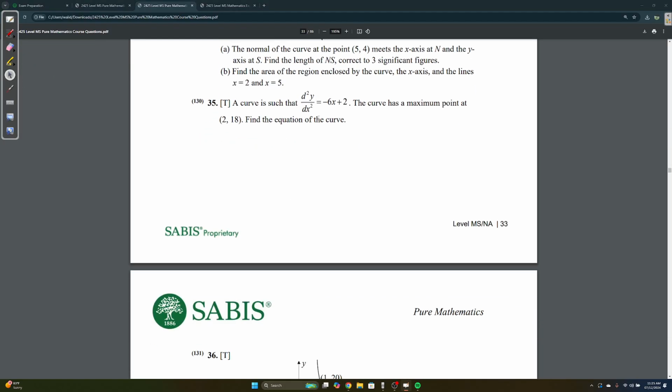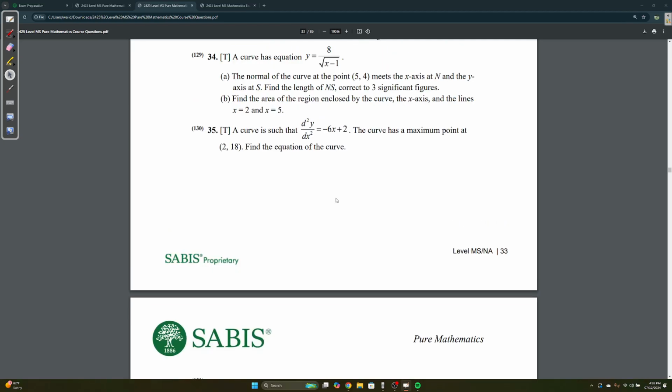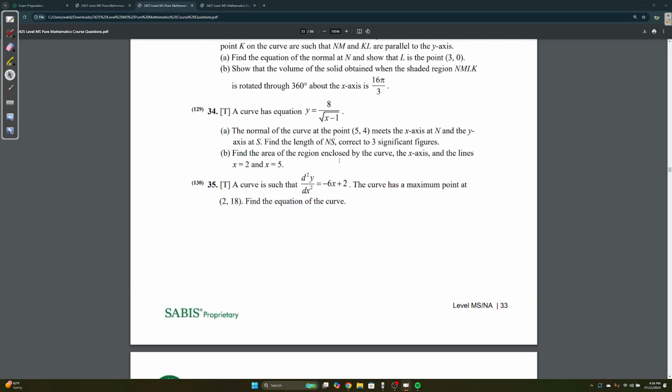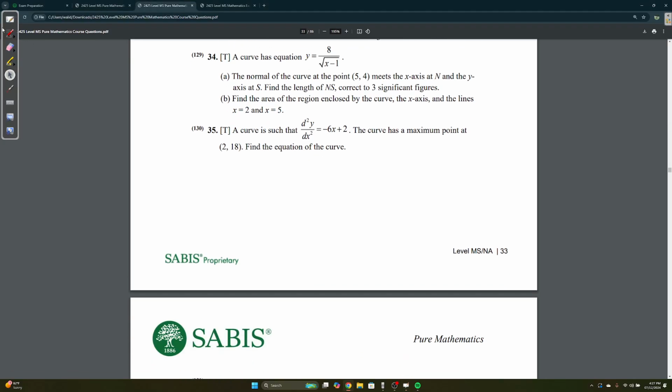A curve is such that d squared y over dx squared is minus 6x plus 2. Okay, for 35, I don't know where I left off, so I'm pretty sure I finished this question. A curve is such that d squared y over dx squared is equal to minus 6x plus 2. Then we said the curve has a maximum point at 2, 18. So they gave you the second derivative and they gave you a maximum point. Here's maximum point. It's not just a point, it's a maximum point.